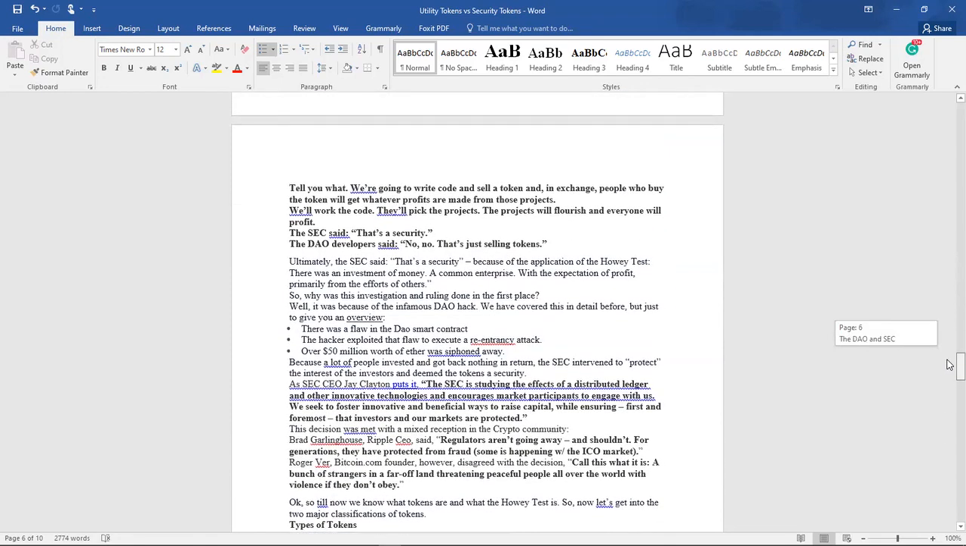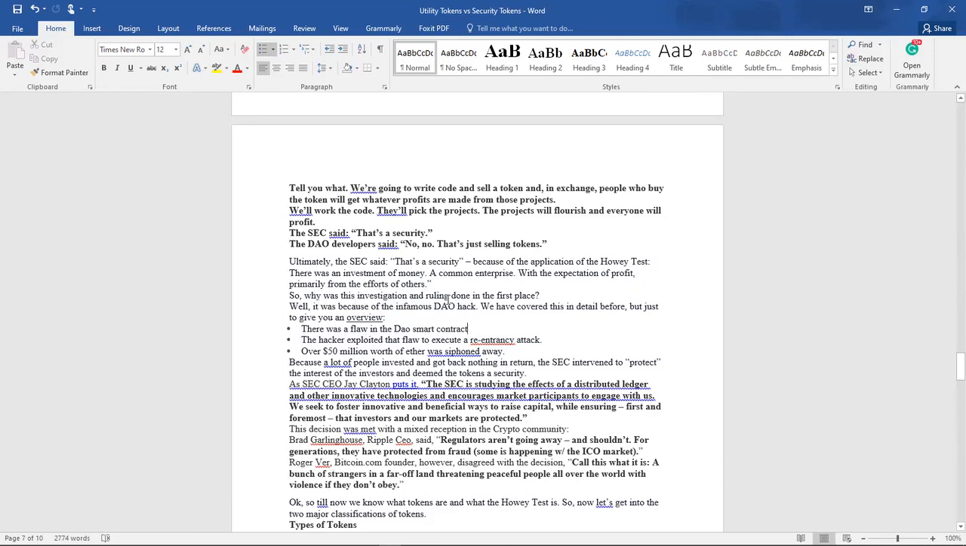I think we can skip this part so that we can go into the types of tokens. You can learn more about this. If you read more about this, I'll share it so that you are able to read more about it. Because of the application of the test, there was an investment of money, a common enterprise, with the expectation of profit primarily from the efforts of others.